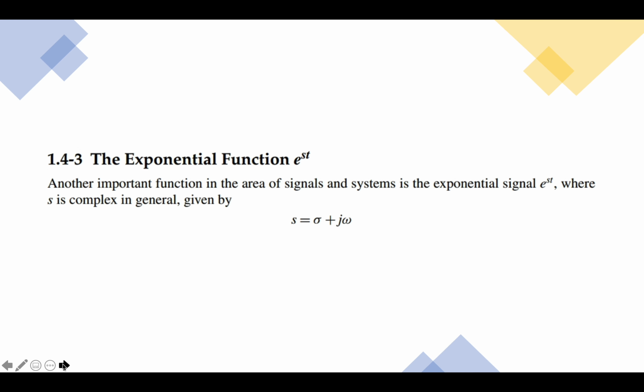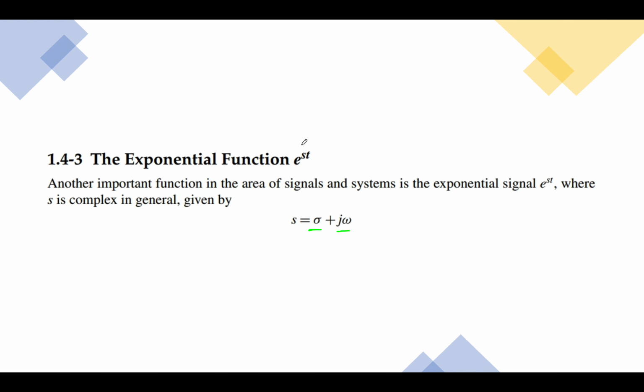The exponential function is another common function. In this case, we're going to represent it as e to the st, where s is known as a complex frequency, sigma plus j omega in general. So you have e to the sigma plus j omega times t. The sigma part represents a time constant, an exponential decay or growth rate. The j omega part represents oscillation with frequency omega.